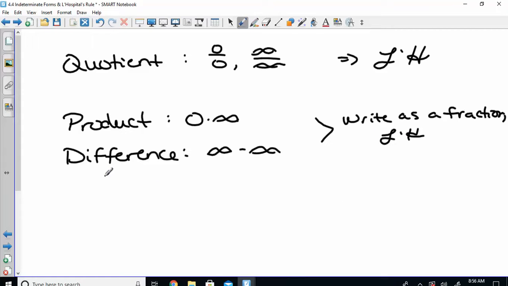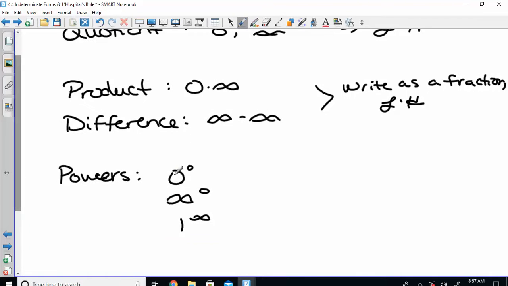Today, we are talking about the powers. So there are 3 of them: 0 to the 0, infinity to the 0, and 1 to the infinity. Our entire goal is to somehow get a quotient in here so that we can do L'Hopital's rule.